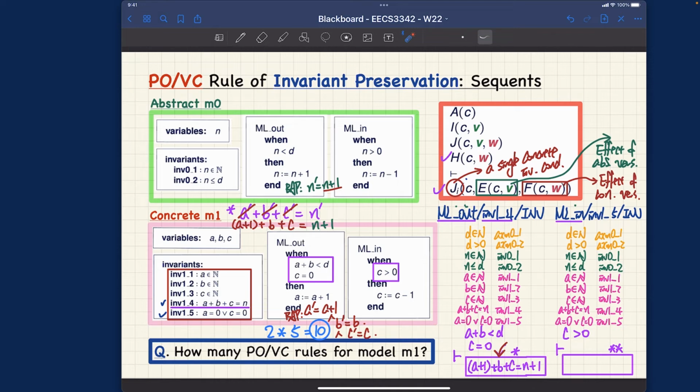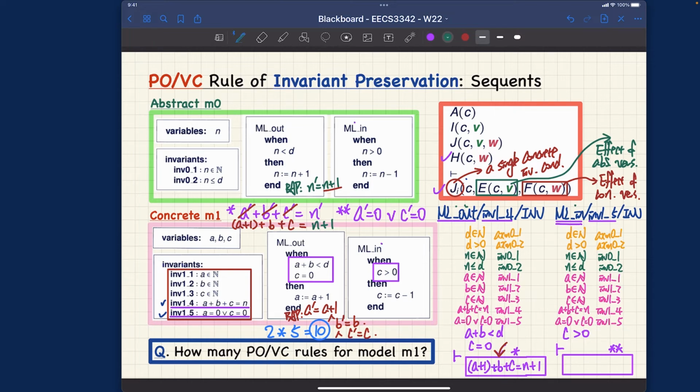So that will be star star. Let's put star star over here. We are talking about invariant condition number 5, which would be this one over here: A equals 0 or C equals 0. Now we talk about the post states: A prime equals 0 or C prime equals 0. In that case, we need to consider the before-after predicate for this particular event, ML in, the abstract version and the concrete version.